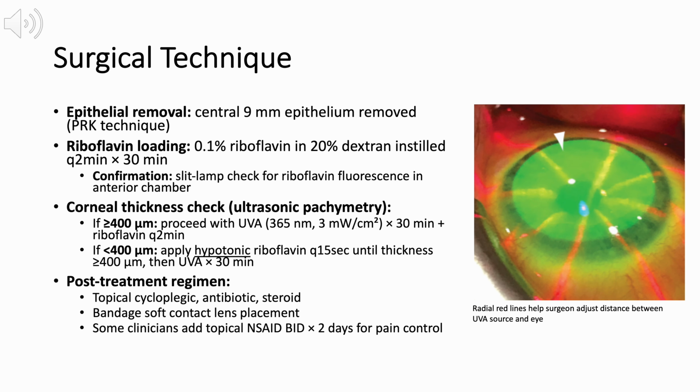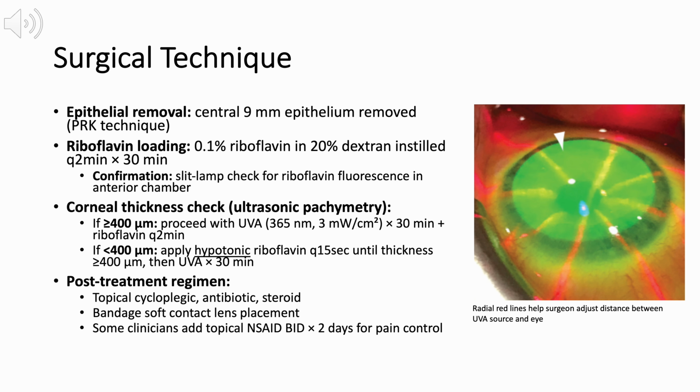The surgical technique for corneal cross-linking follows a structured protocol designed to maximize effectiveness while ensuring safety. The first step is epithelial removal, where the central 9 mm of the corneal epithelium is removed using the PRK technique. This allows better penetration of riboflavin into the corneal stroma. Next, riboflavin loading is performed by instilling a 0.1% riboflavin solution in 20% dextran every 2 minutes for 30 minutes. Adequate stromal saturation is confirmed at the slit lamp by observing riboflavin fluorescence in the anterior chamber.